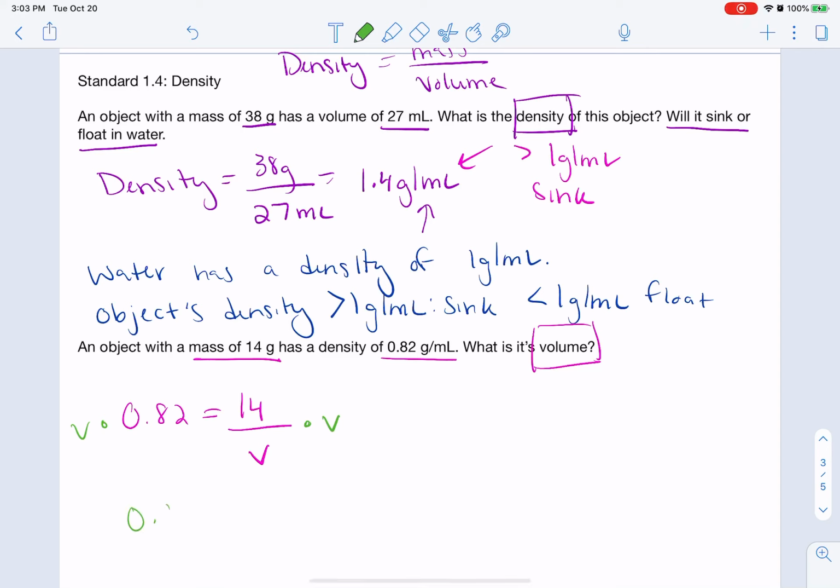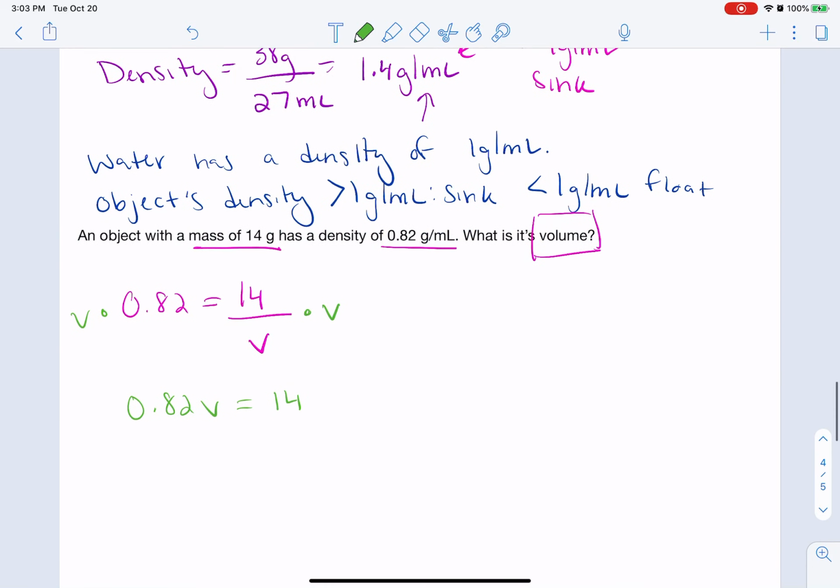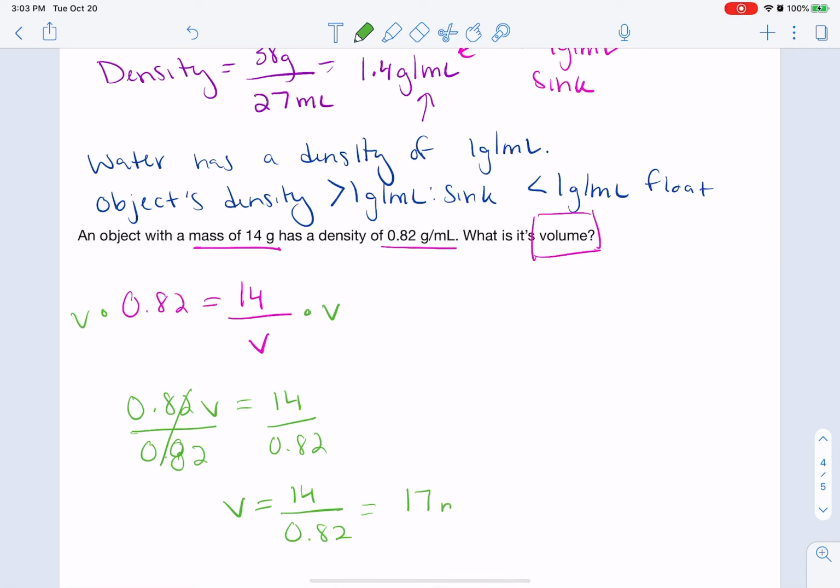Now I have 0.82 V equals 14. And I see that the V is not yet by itself. So I have to divide both sides by 0.82. So I have V equals 14 divided by 0.82. So I'm just going to put that in my calculator, 14 divided by 0.82. And I get a volume of 17 milliliters.